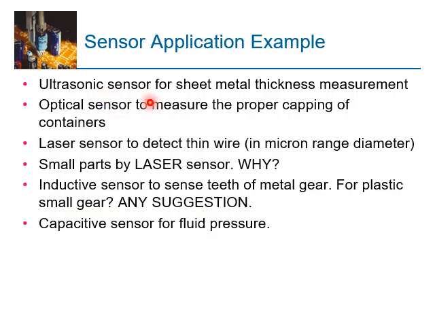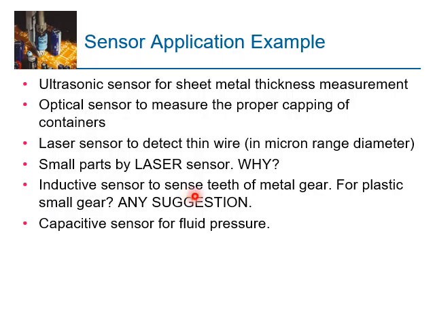Let's say, for example, an ultrasonic sensor can be used for sheet metal thickness measurement in a rolling industry. An optical sensor can be used to measure the proper capping of the container in, let's say, the milk bottle industry. A laser sensor can be used to detect thin wire, maybe micron range diameter, for the electronic industry, or small parts. Why small parts? Because the laser point diameter can be as low as 5 micrometers.